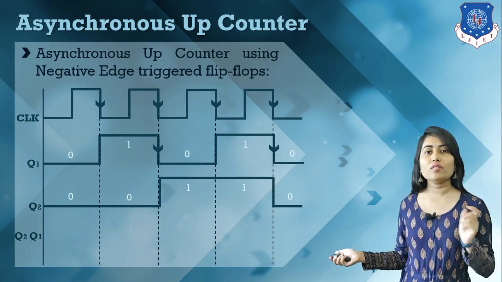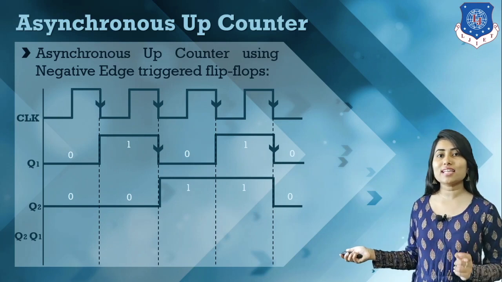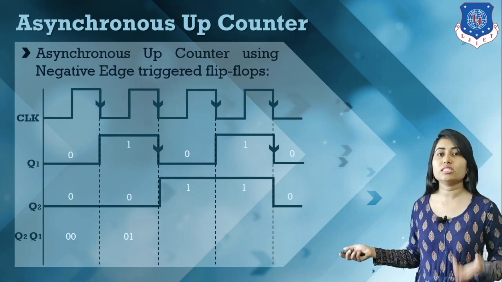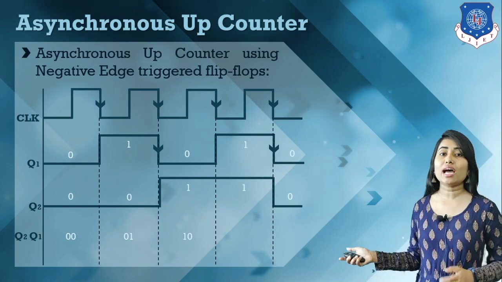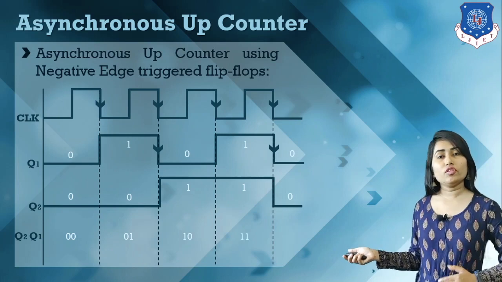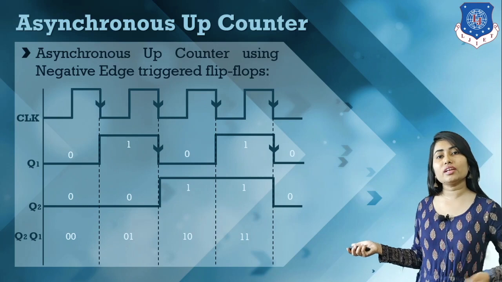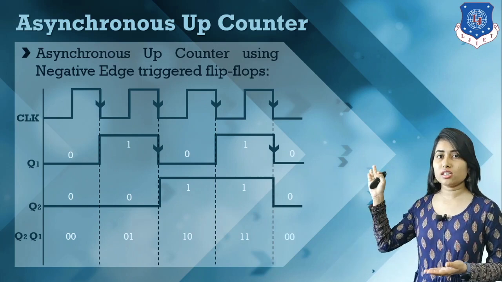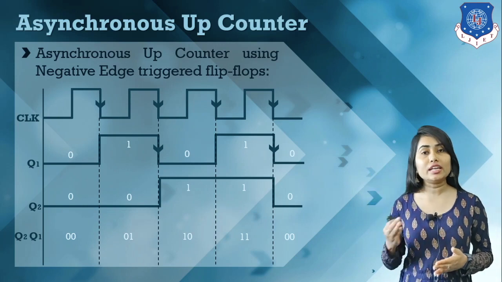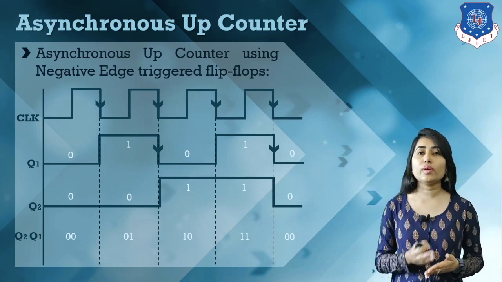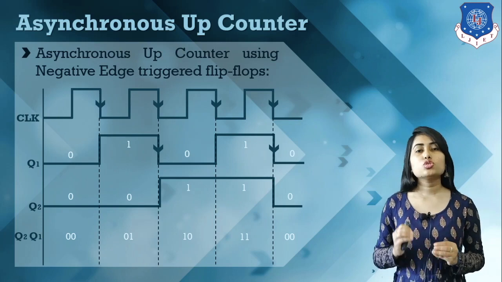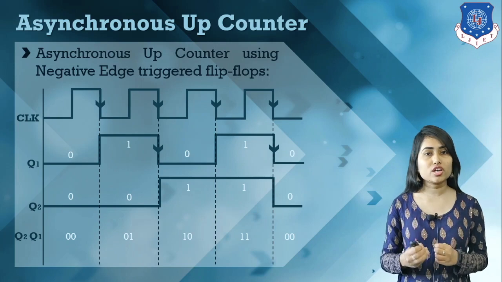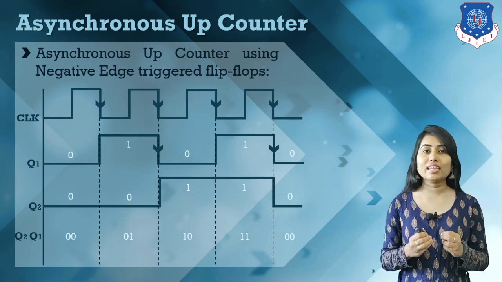Remember in Q2, Q1, the higher significant bit is first. So here we have output from Q2, Q1 such that this is 0, 0, that means 0. Here we have 0, 1, that means 1. Here we have 1, 0, that means 2. And here we have 1, 1, that means 3. And again our counter will restart from 0, 0. And if the next external clock signal is applied, it continues counting the values 0, 1, 2, 3, 0, 1, 2, 3. Okay, so this is how a 2-bit asynchronous up counter can be constructed and works using negative edge trigger flip-flops.